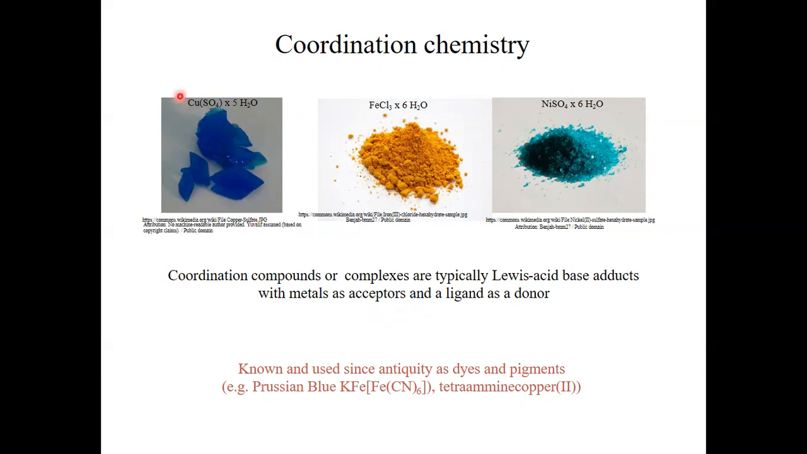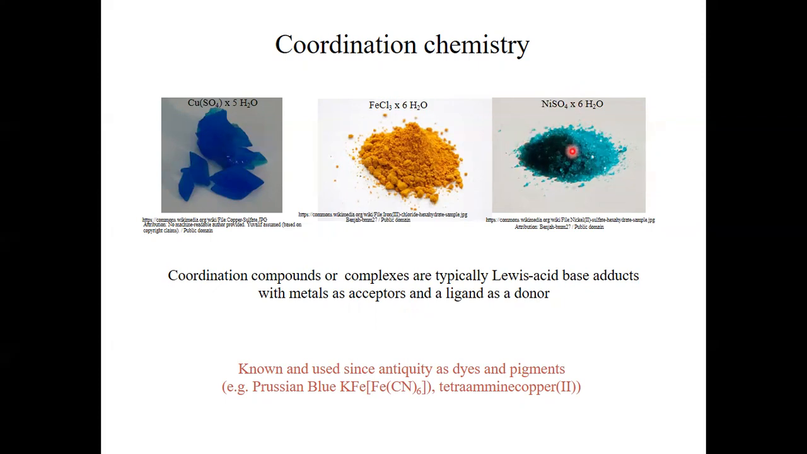Here we have copper sulfate pentahydrate, which has an intense, beautiful blue color. Here we have iron trichloride hexahydrate, which has an intense yellow color. And over there we have nickel sulfate hexahydrate, which has a very nice blue-green color.